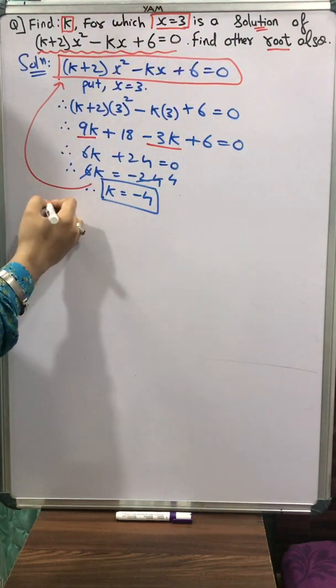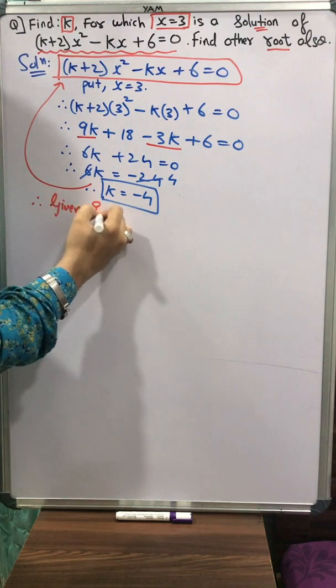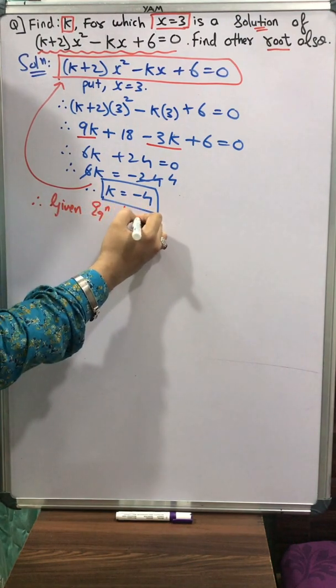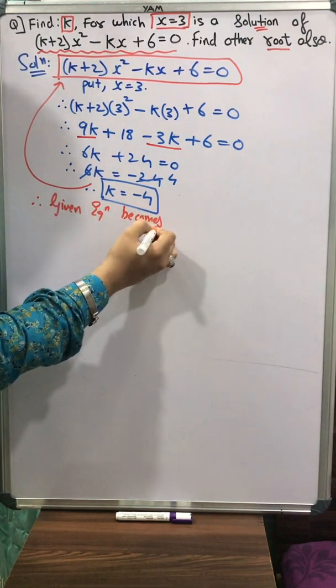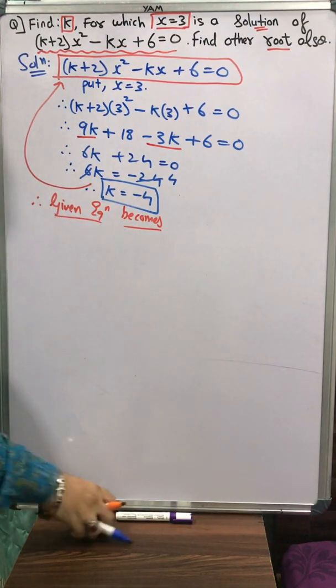So therefore the given equation becomes, I'll substitute the value of k.